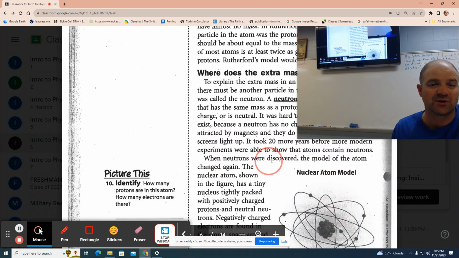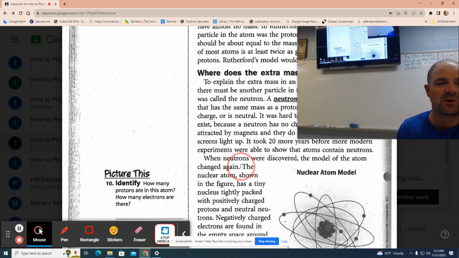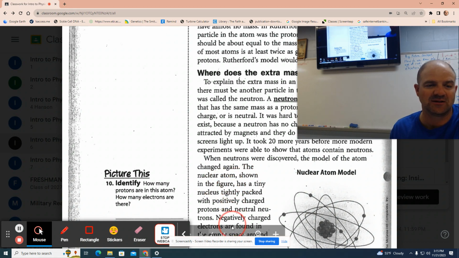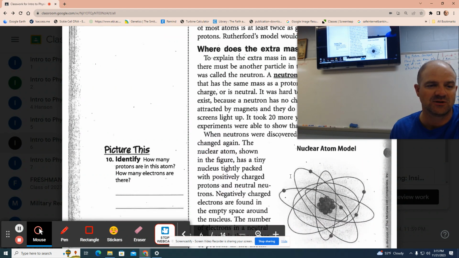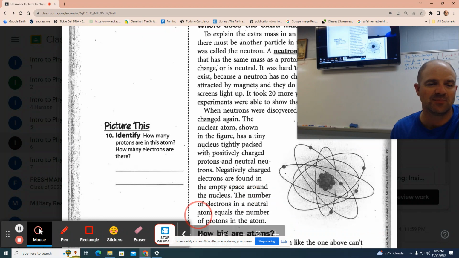When neutrons were discovered, the model of the atom must change again, right? The nuclear atom, shown in the figure, has a tiny nucleus, tightly packed with positively charged protons and neutral neutrons. Negatively charged electrons are found in the empty space around the nucleus. A neutral atom contains the same number of electrons as the number of protons.